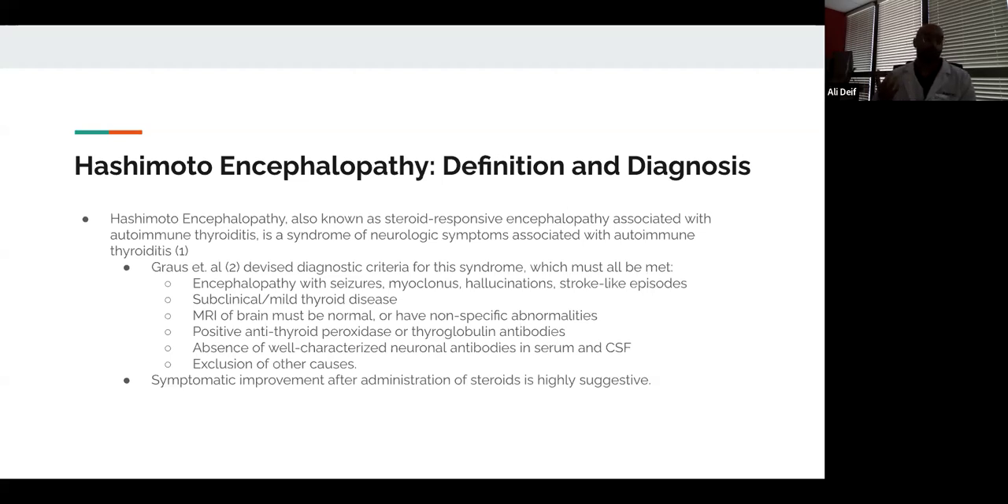Then we perform brain imaging, and the MRI of the brain must be normal or have non-specific abnormalities. And they should also have an absence of well-characterized neuronal antibodies in the serum and the cerebrospinal fluid.